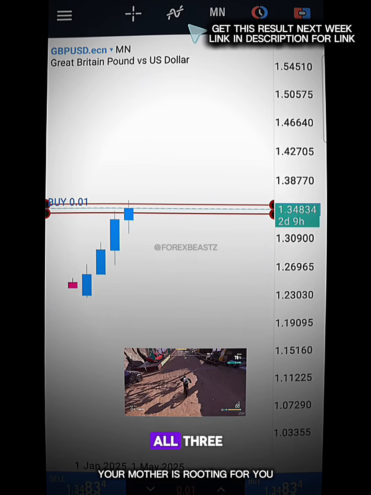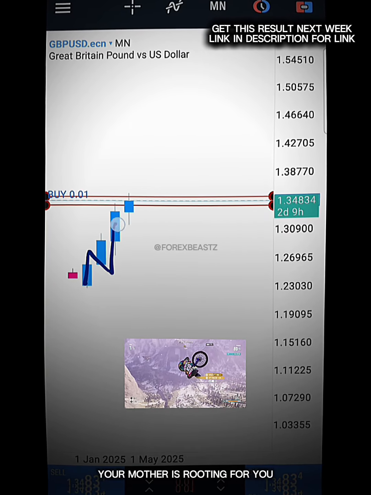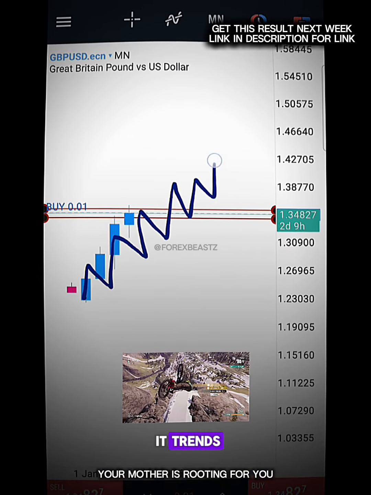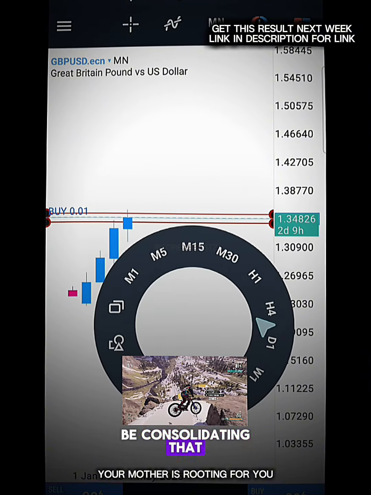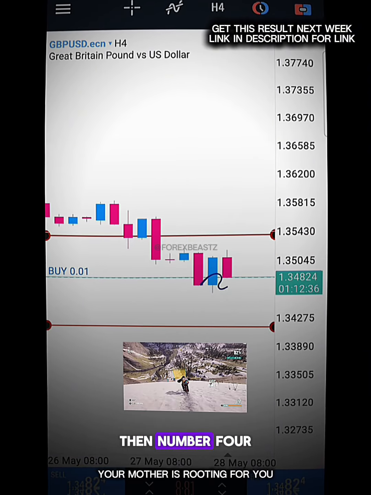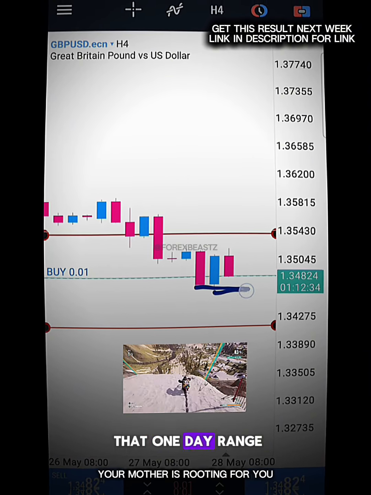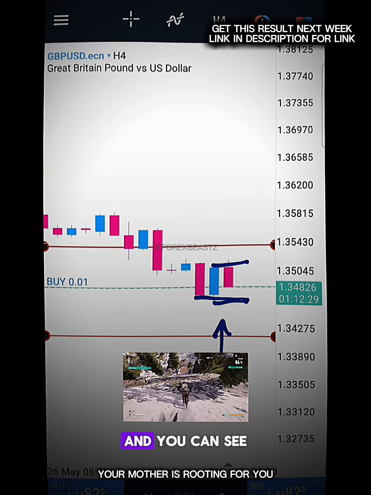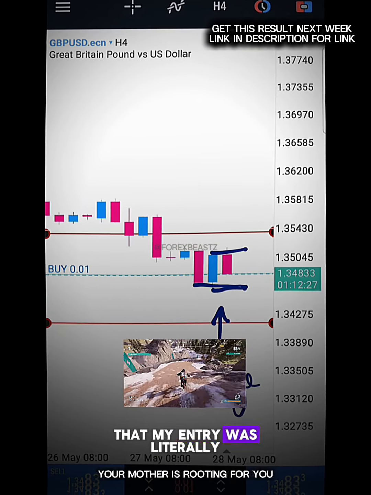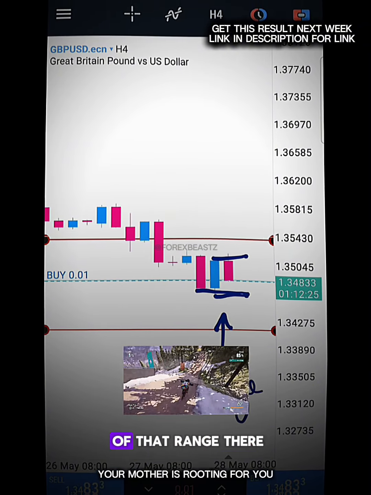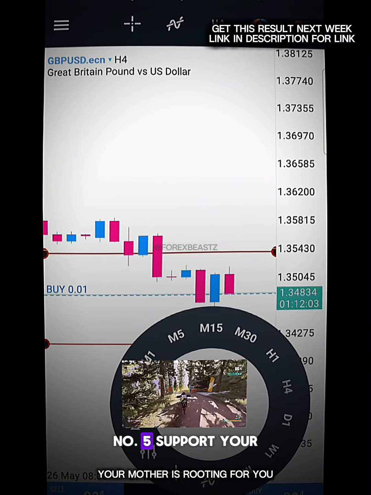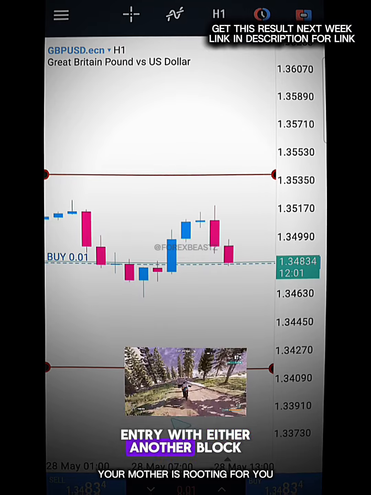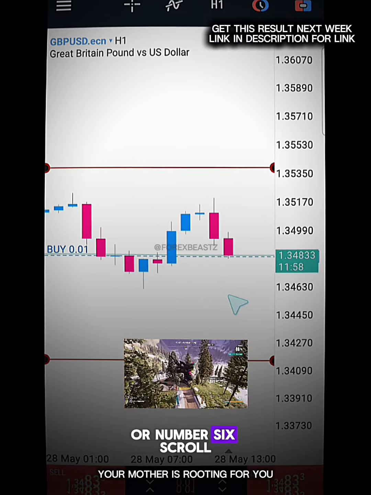You want to trade a very volatile pair that trends, not those ones that will be consolidating, that don't have a lot of liquidity. Then number four, you want to refine your 1 day range to an H4 range. So you want to mark another range, and you can see that my entry was literally at the lower part of that range there. Number five, support your entry with either another block or number 6.